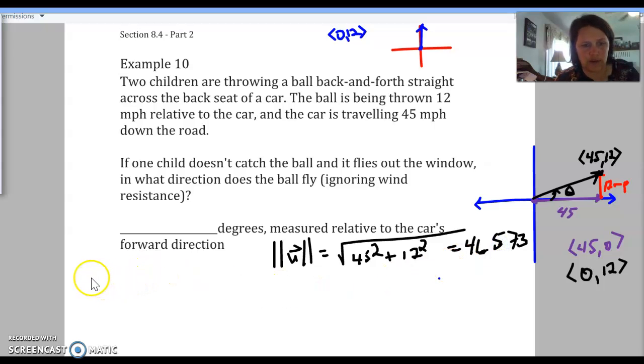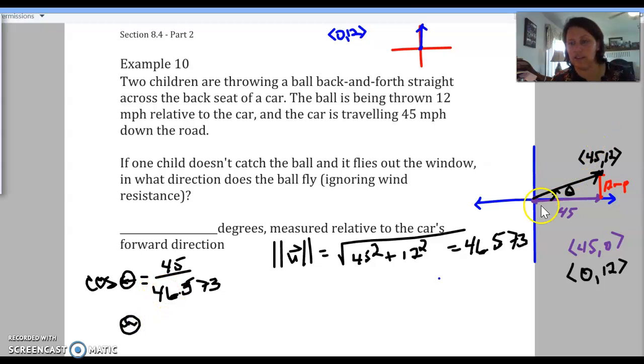So that's our magnitude. So now we can find what cosine theta is. Cosine theta is going to equal the x value, which is 45, over the magnitude, which is 46.573. And then we find that. Now we want first answer this time, because we're in quadrant 1, so first answer for cosine. And the theta value that we get is 14.93. And that gives us this theta value right here, which looks excellent. I'm happy with that answer. Yep, and it is the correct answer too. That helps. So that is how you do example number 10.